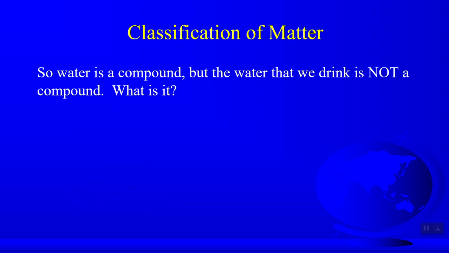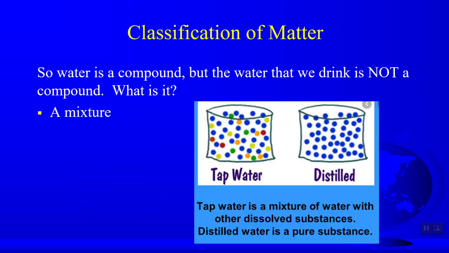So let's unpack that. Water is a compound, but the water that we drink is not a compound. What is it? It is a mixture. Now, if I was to give you distilled water, yes, that would be just H2O. But the water that you drink has all sorts of dissolved stuff in it. Stuff that they don't take out of the river or the lake where they get your water from, simply because it's not bad for you. Some of it is stuff that they add because it helps.